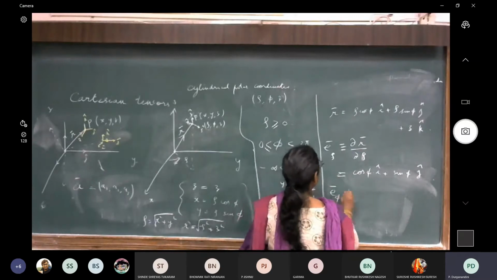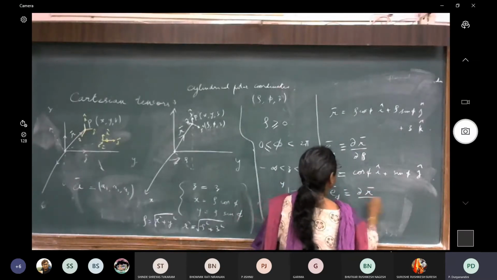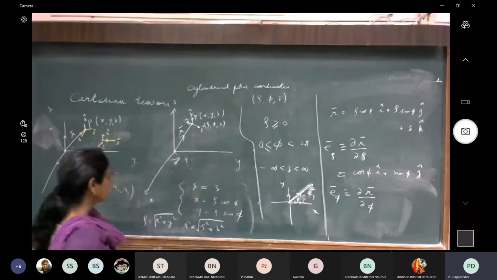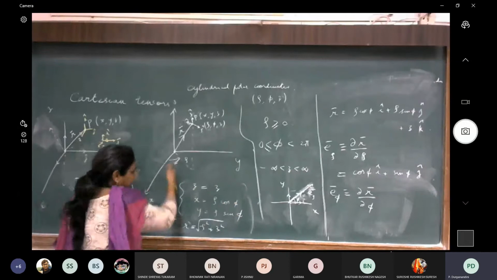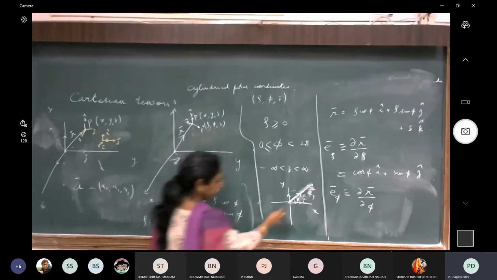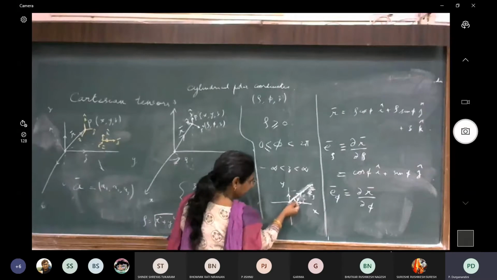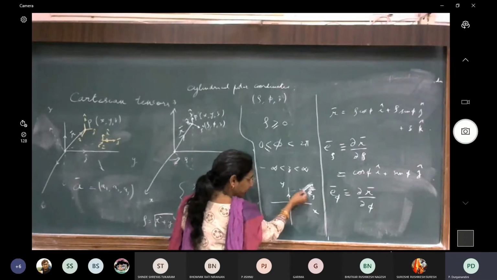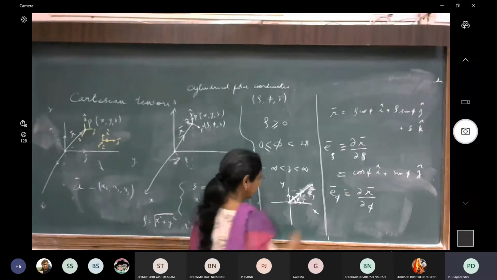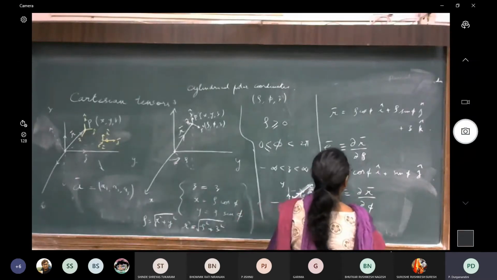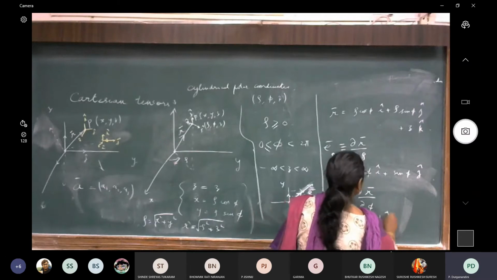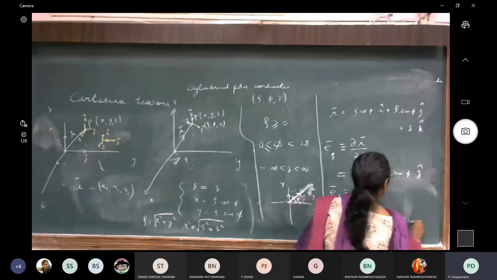Similarly, you can see that your E phi by definition will be nothing but del r by del phi. So this is where my phi is increasing, so it should be like this. Again, it should lie in the xy plane. You can imagine what it should be. It should lie in the xy plane, and it should be orthogonal to this, because this is the direction in which your phi is increasing. And from here, you can see that this is going to become equal to minus rho sine phi I cap plus rho cos phi J cap.